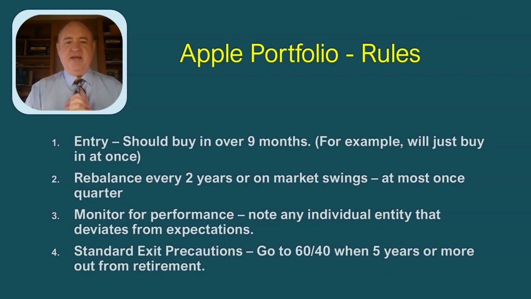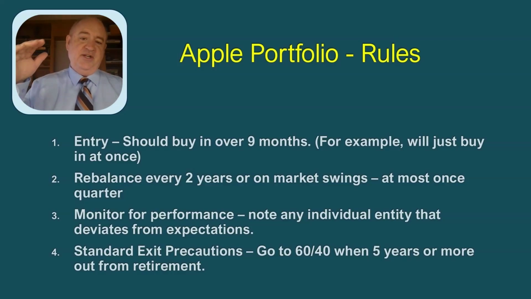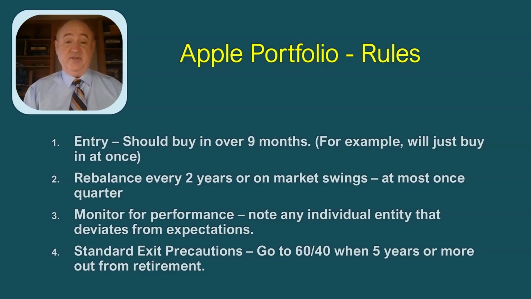The rules for managing the Apple portfolio. I should buy in over 9 months, do 3 trades, a third each quarter. For the example, I'm just going to buy in once, and the market's way down today, so probably a good day to buy in. I'm going to rebalance every 2 years around market swings. Very typical of this buy and hold portfolio. I'm going to monitor the performance annually, and any entity that is not acting as expected, I will go research and remove and replace as needed.